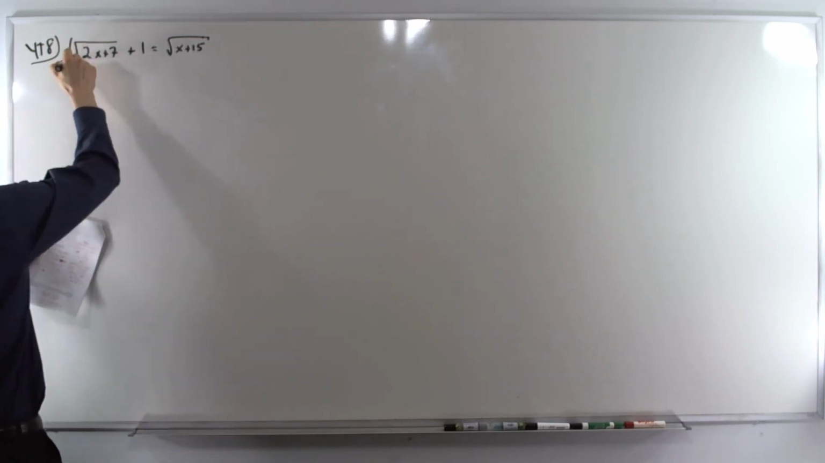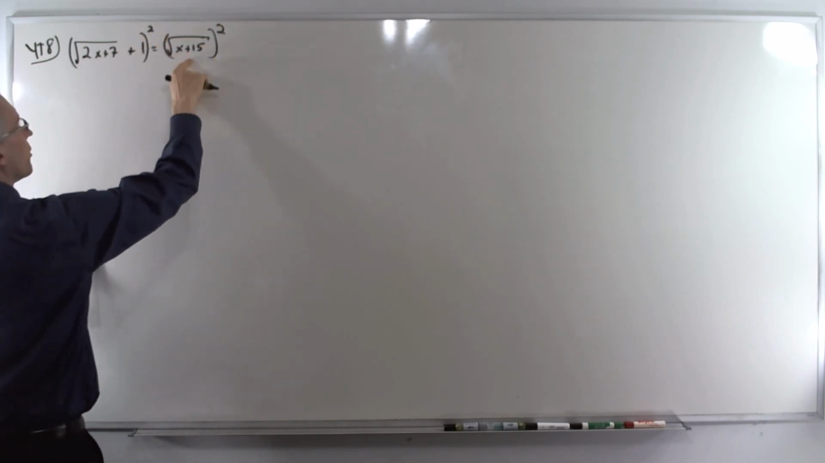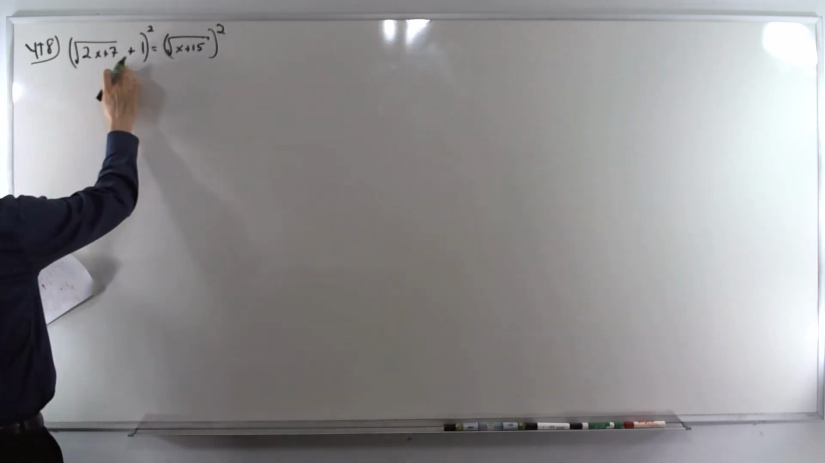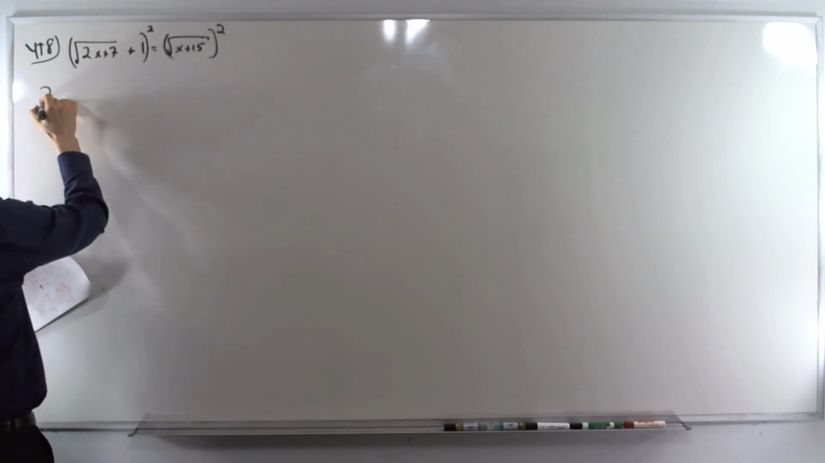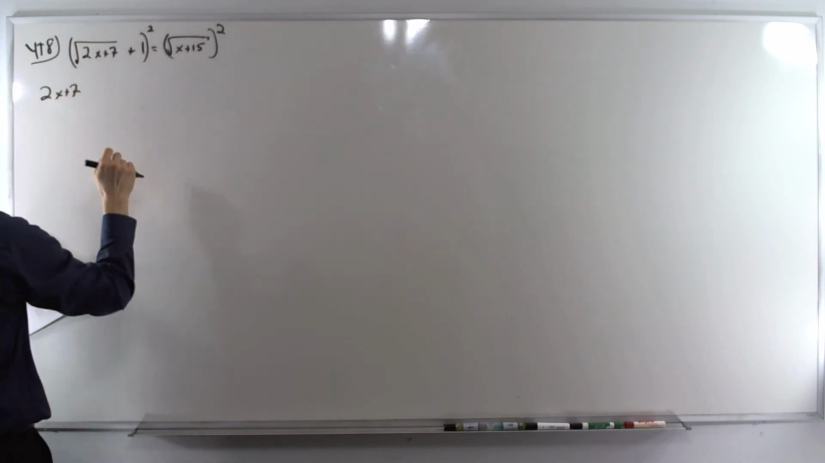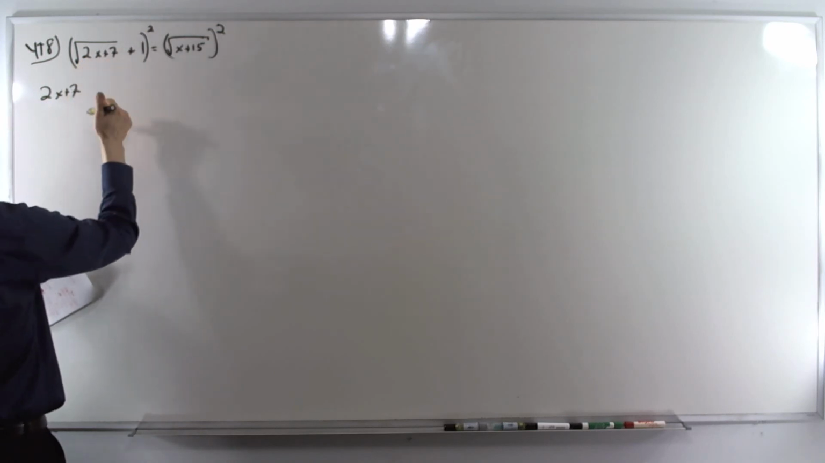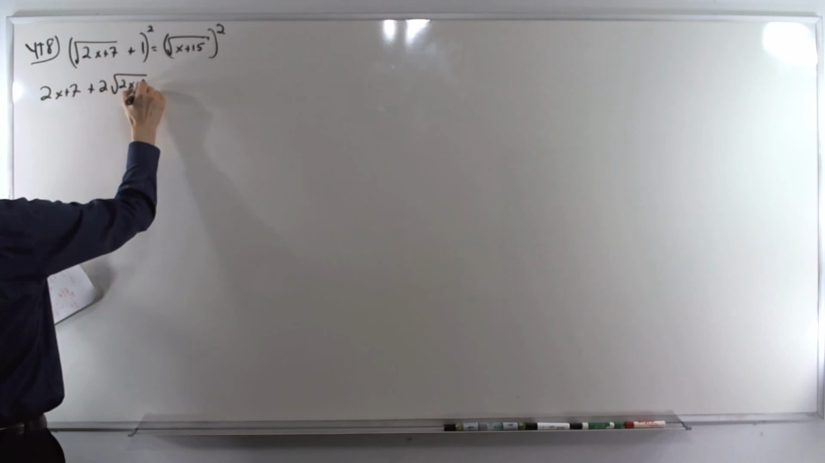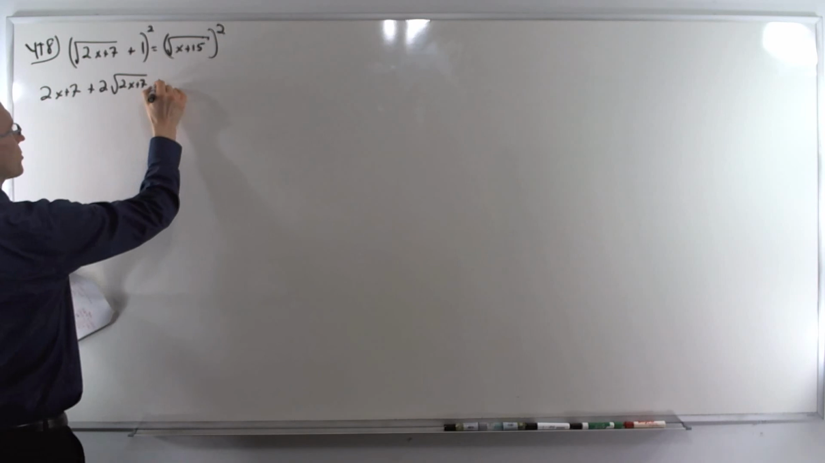All right, so let's go right to squaring. Got one of them isolated, so that's as good as we're going to get. All right, over here, we'll square this part. That gives us 2x plus 7. Now for the middle term, we have 2 times the radical times 1. So that's plus 2 square root of 2x plus 7. And then plus 1 squared, so we get 1.